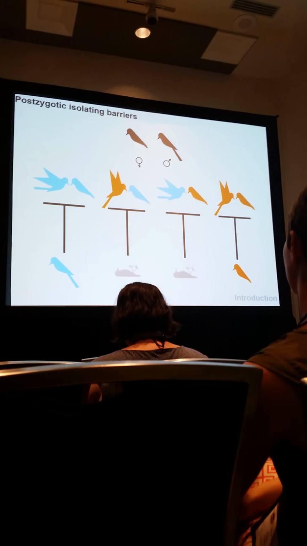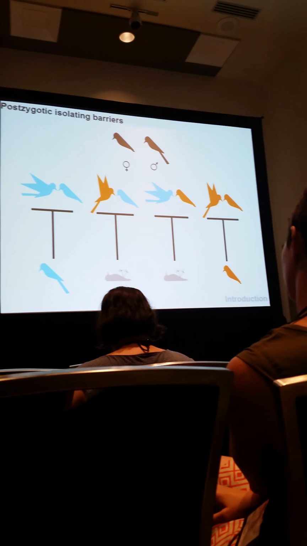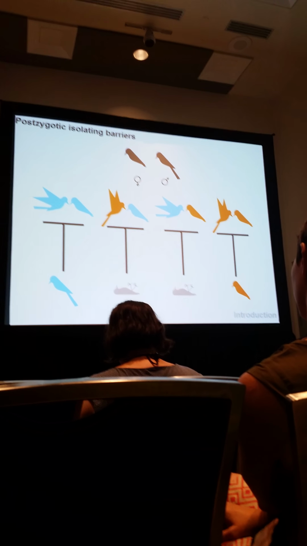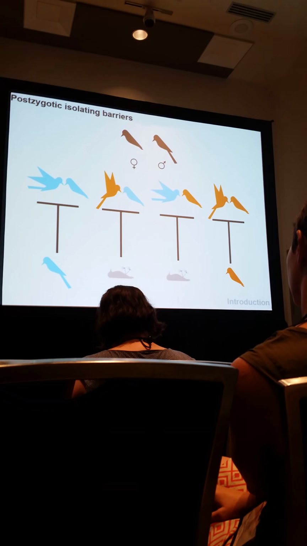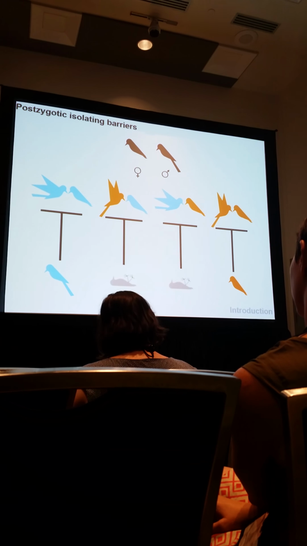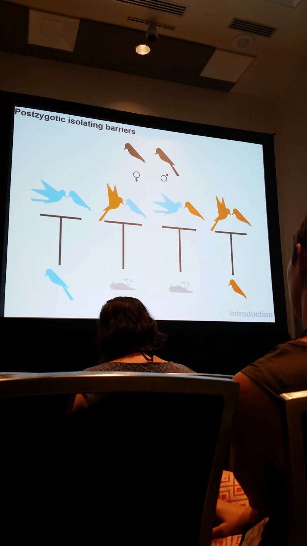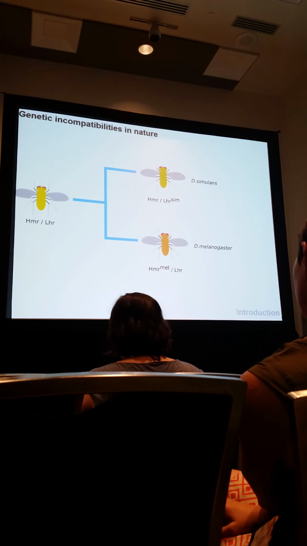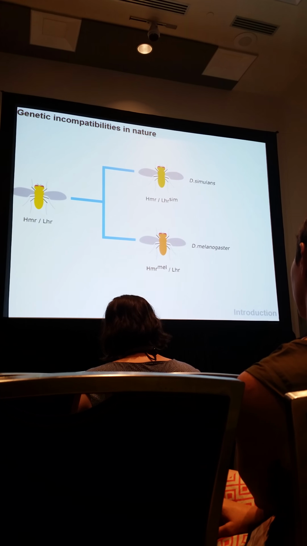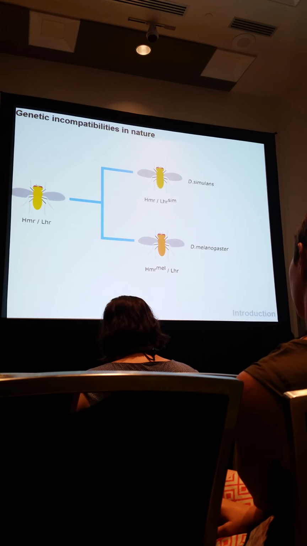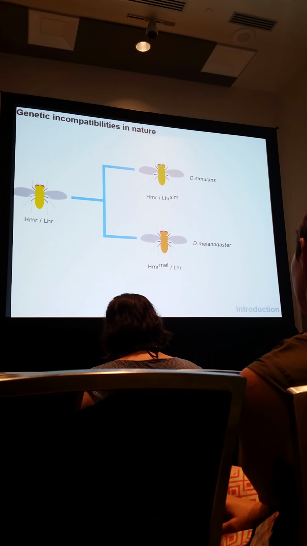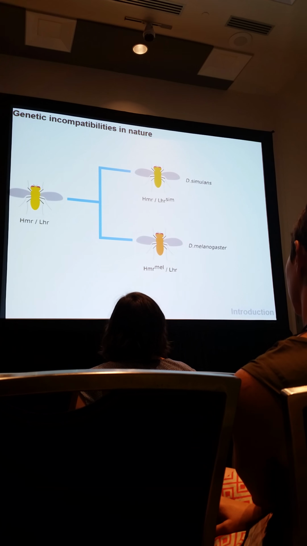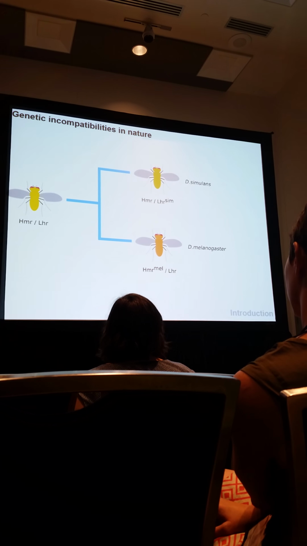And the second category of isolating barriers is pretty interesting because there are different genetic mechanisms by which you can explain how you would end up with these hybrids that are non-functional in one way or another. One way by which you can get these post-zygotic isolating barriers is genetic incompatibilities introduced by Dobzhansky and Muller. So in this example, we're looking at species of Drosophila, Simulans and Mauritiana.